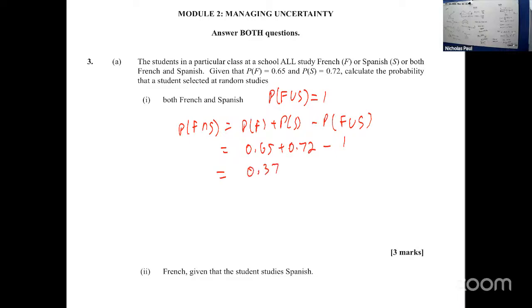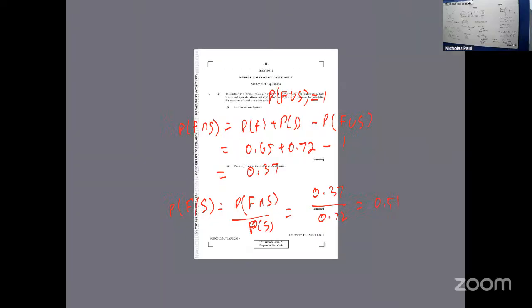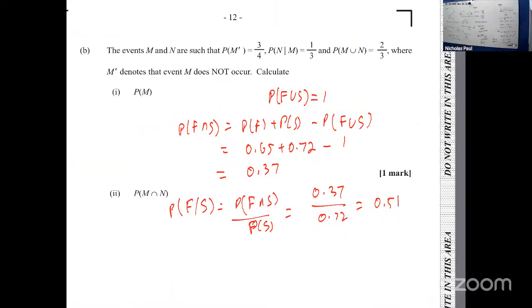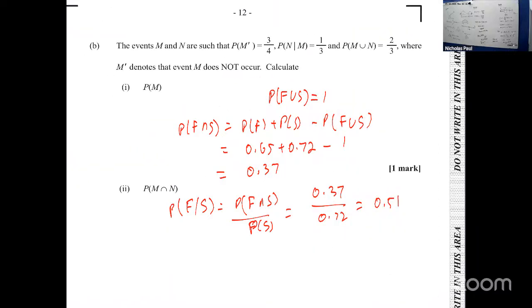0.37. Then they want the probability of French, given that they study Spanish. So that's French and Spanish all over the probability of Spanish. Okay, so that's 0.37 all over 0.72. What's that? 0.51. Right, that's parts 1 and 2. That's it.